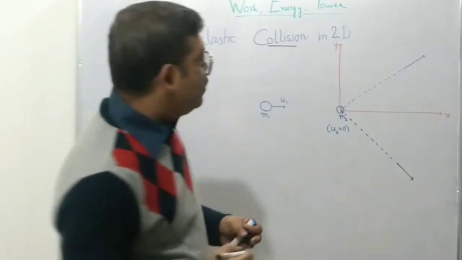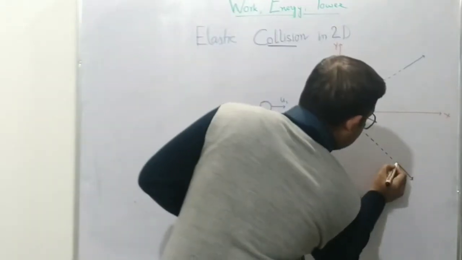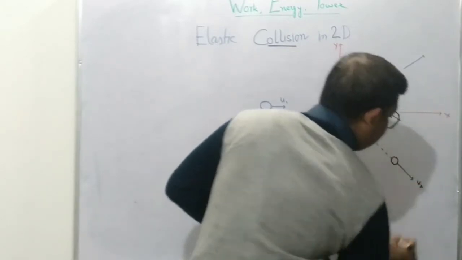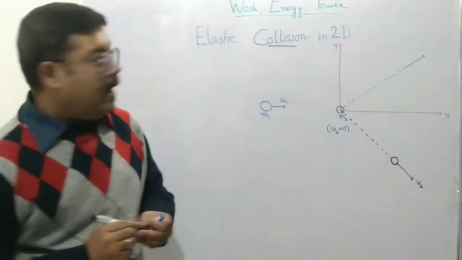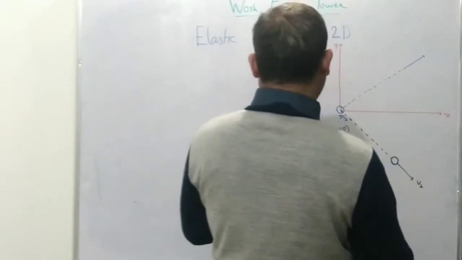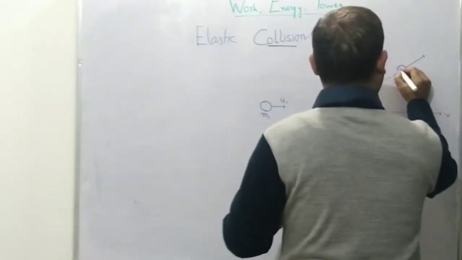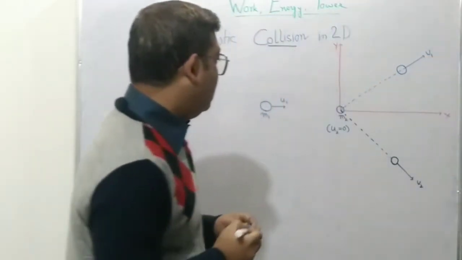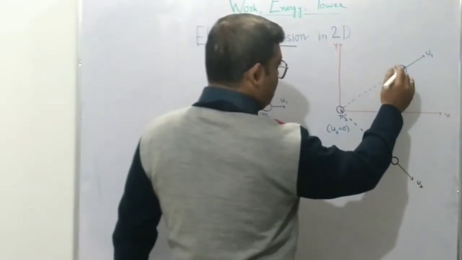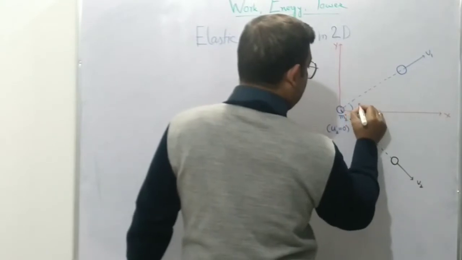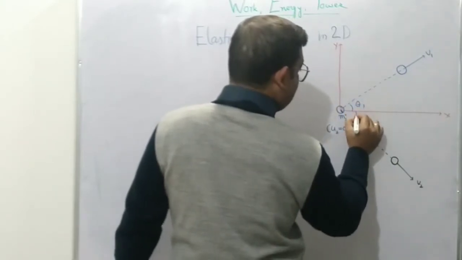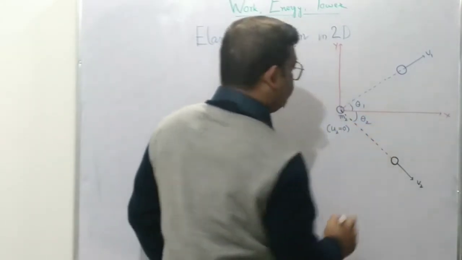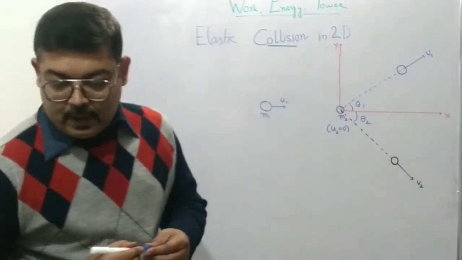Okay, so let's say the second mass reaches here and it has a velocity of v2, and the first mass which reaches here has a velocity of v1. So mass number 1, m1, makes an angle theta 1 with the x-axis, and mass number 2, m2, makes an angle of theta 2 with the x-axis.